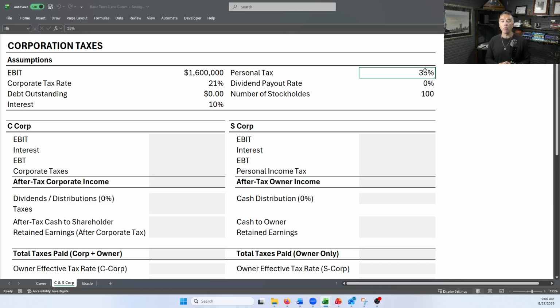Dividend payout rate. What percent of our earnings, of the after-tax corporate income, is getting paid out to the owners, and then the remaining must be paid out as investment into the company or retained earnings. And then also in this example, I'm making an assumption, some of my questions will have that, the number of stockholders is 100, and we're making the assumption each owns 1%. So if you're not in my course, you probably think, why have that? Yeah, this is just for a question that's in my course.